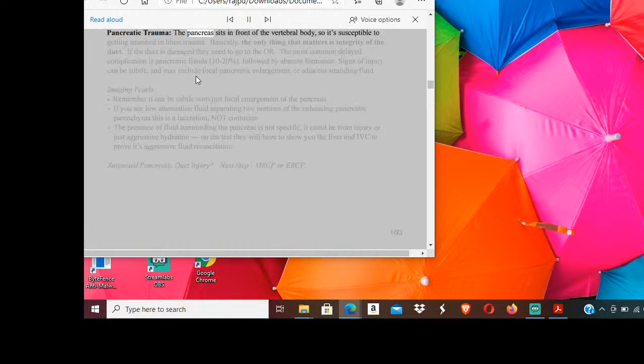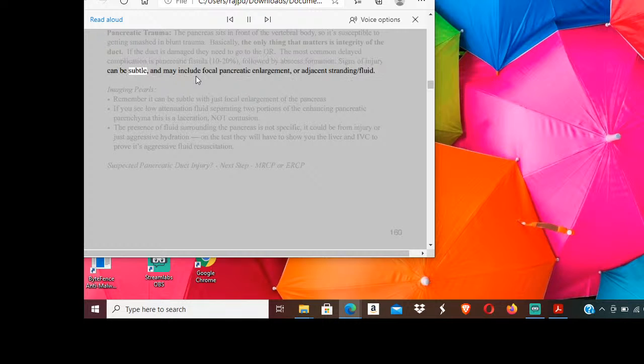Pancreatic trauma. The pancreas sits in front of the vertebral body, so it's susceptible to getting smashed in blunt trauma. Basically, the only thing that matters is integrity of the duct. If the duct is damaged, they need to go to the OR. The most common delayed complication is pancreatic fistula, 10 to 20%, followed by abscess formation.